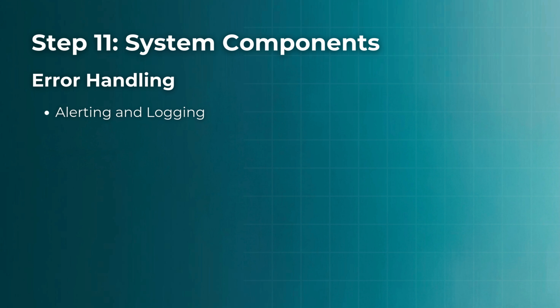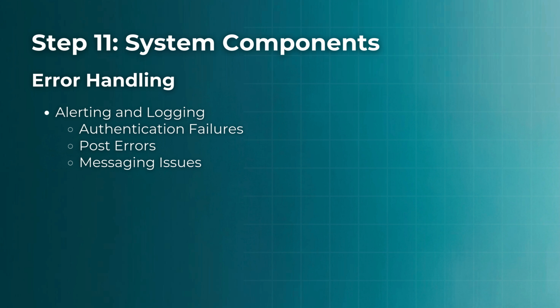And of course, we need to keep an eye on things with alerting and logging. Failed logins are logged for security, helping us monitor potential issues. If creating posts fails, we'll alert admins to investigate quickly. Recurring messaging problems are logged to identify patterns and address them.